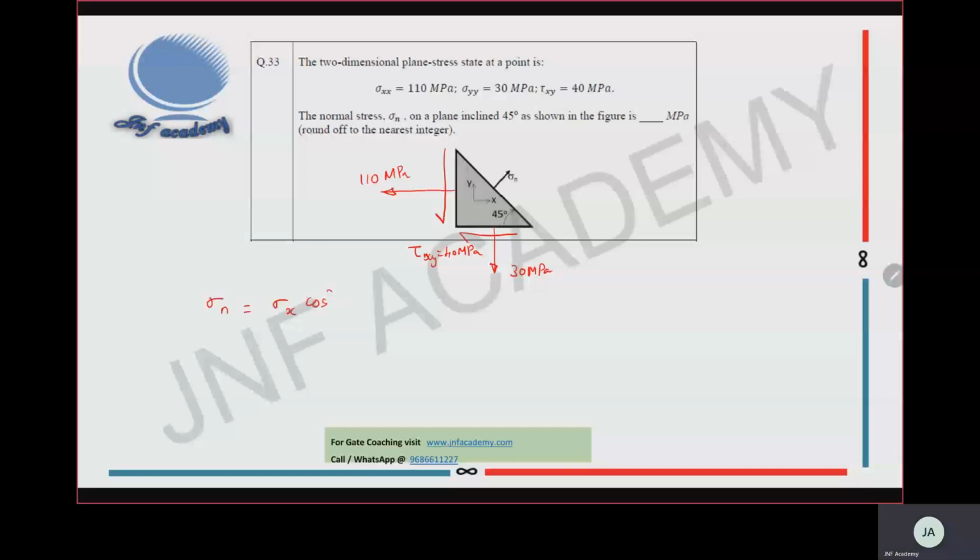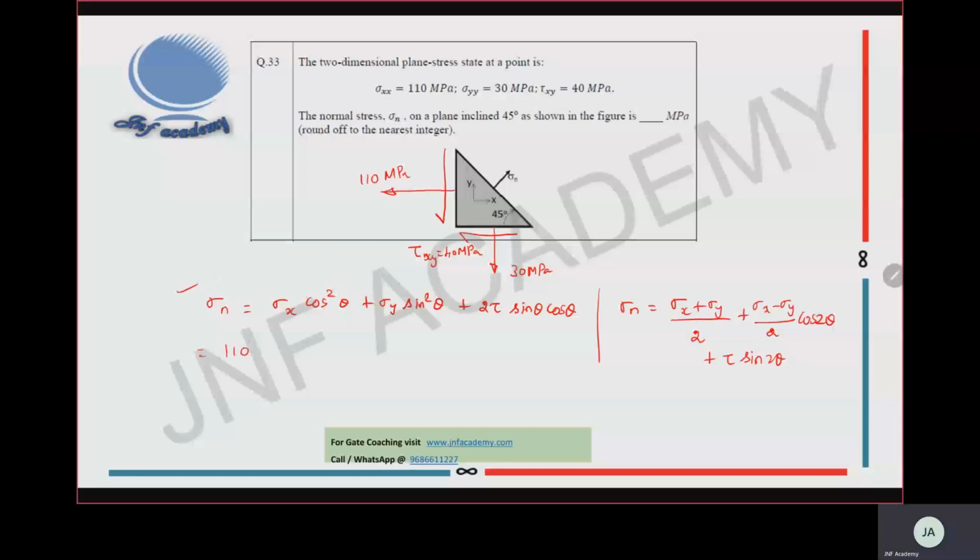The stress transformation formula: sigma x cos square theta plus sigma y sin square theta plus 2 tau sin theta cos theta. Or otherwise, you can use this simplified formula after using the trigonometry relation: (sigma x plus sigma y) by 2 plus (sigma x minus sigma y) by 2 cos 2 theta plus tau sin 2 theta. You can use any one formula. So here let me take this one.